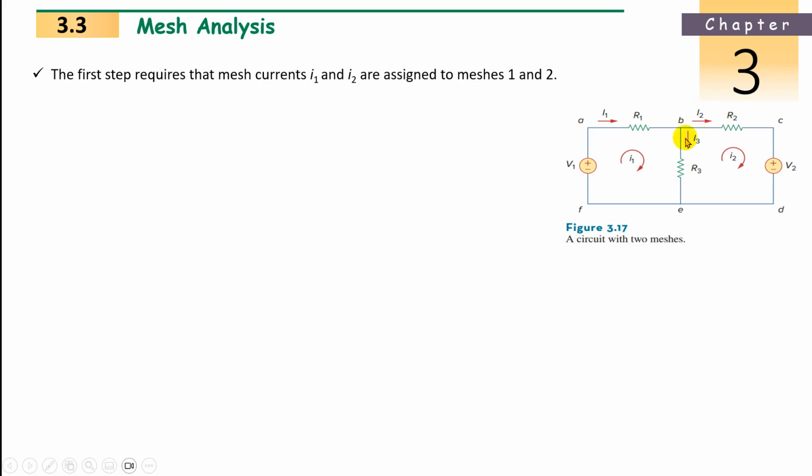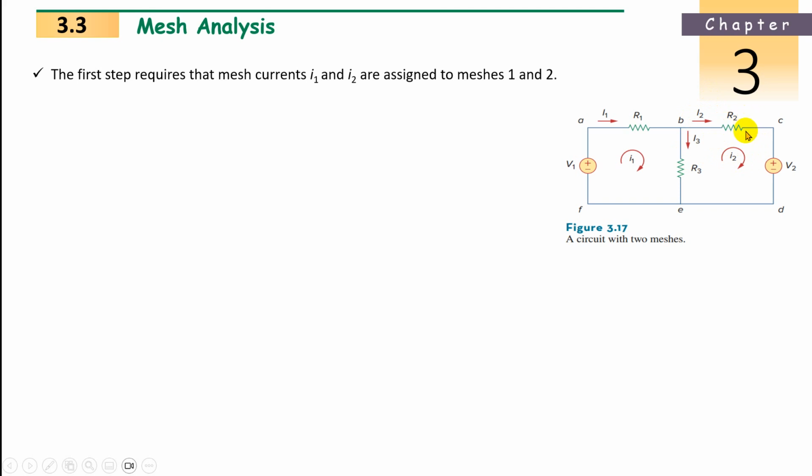This is a different current. Mesh current is small I1, small I2. Mesh current is different, branch current is different. That's why the letter is capital and small. So be careful when you are writing, don't confuse the letters. Small letters for the mesh current and capital letters for the branch current. It is quite opposite to the node analysis.